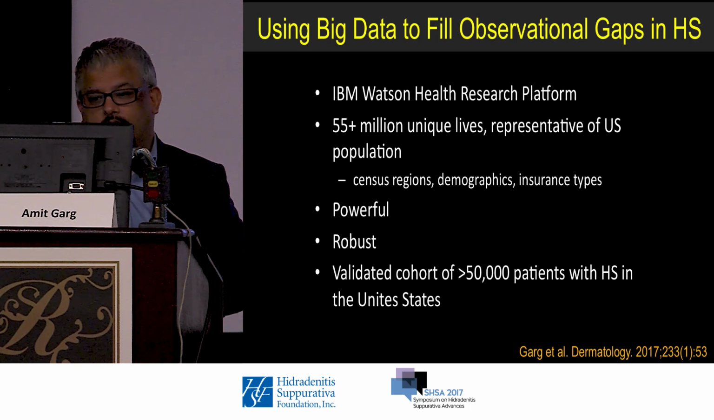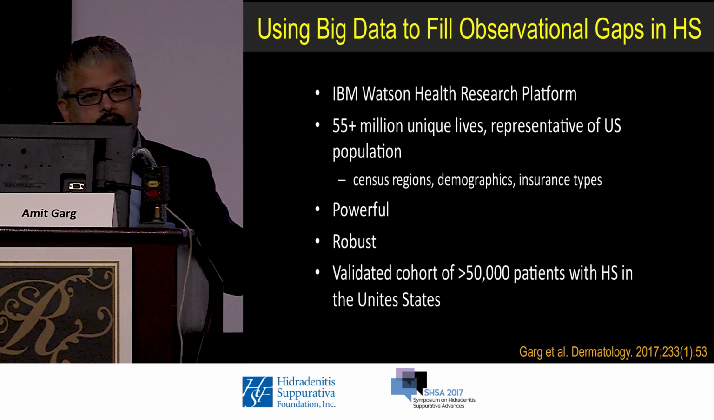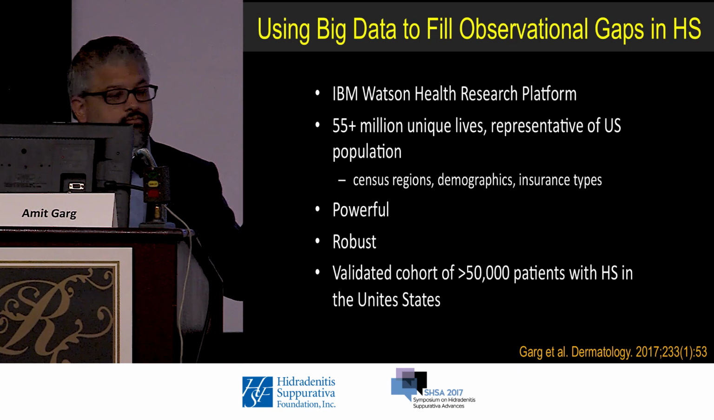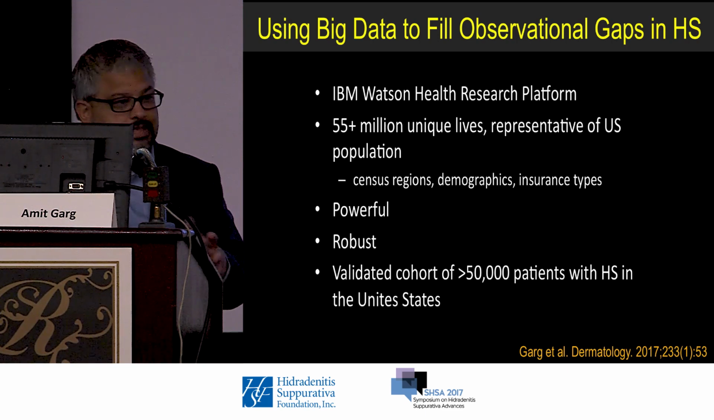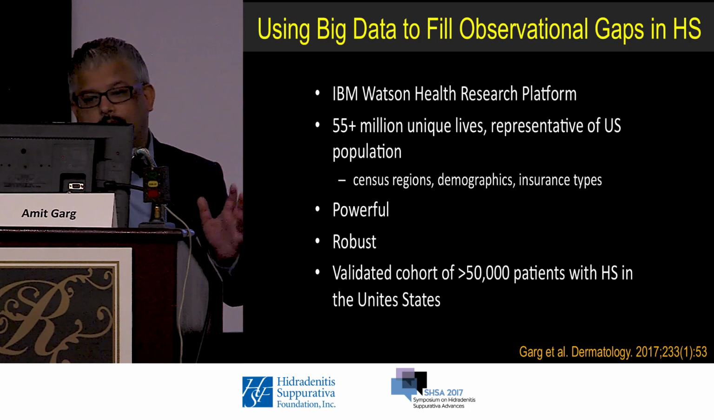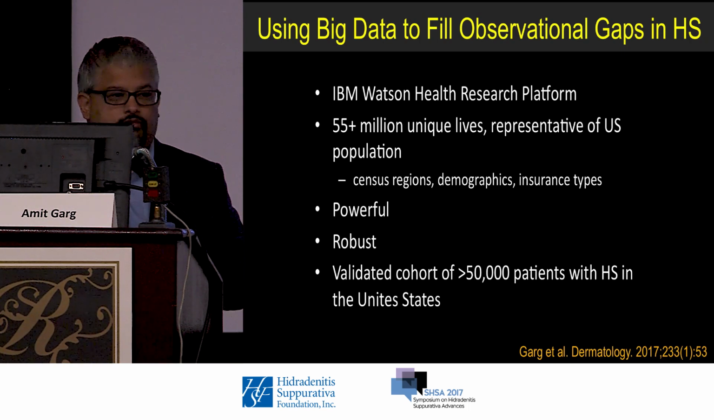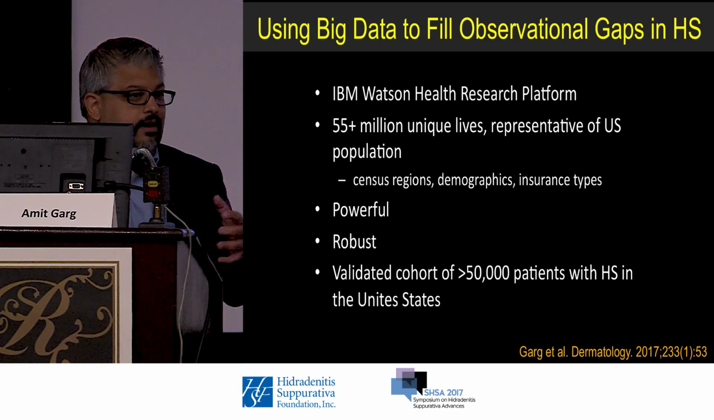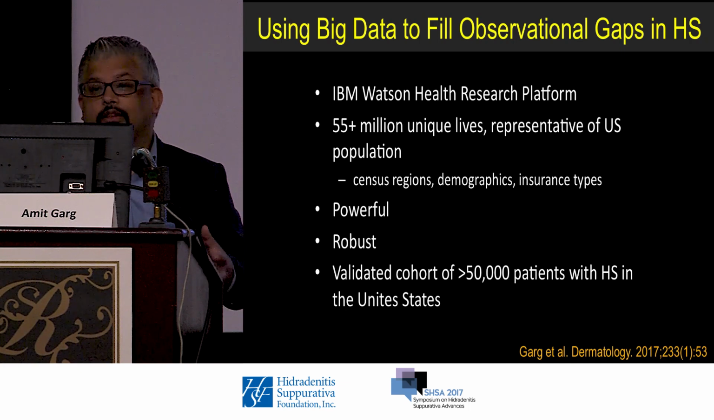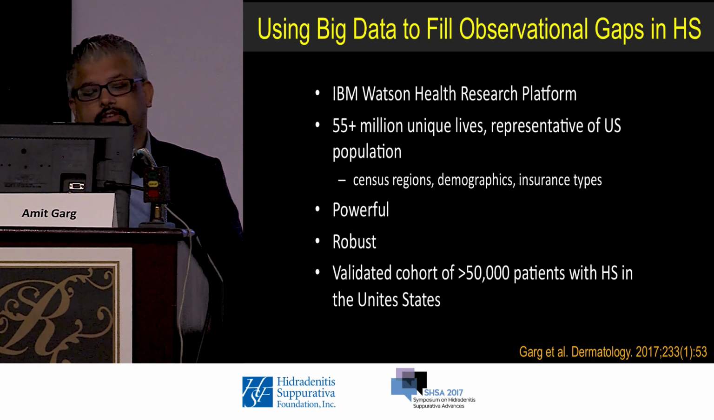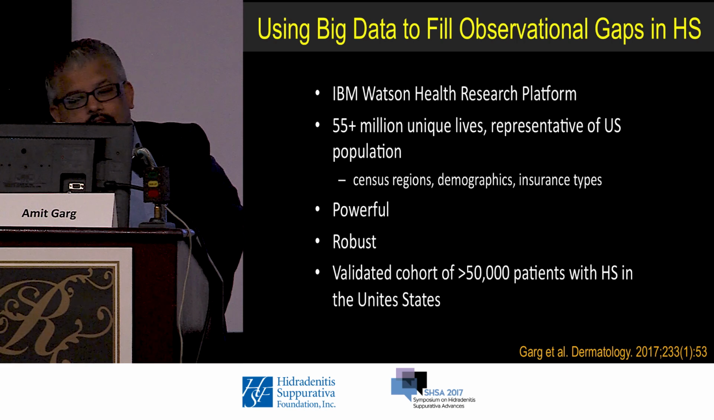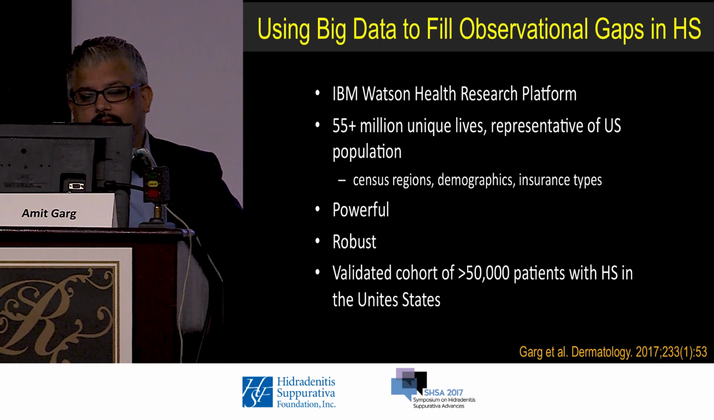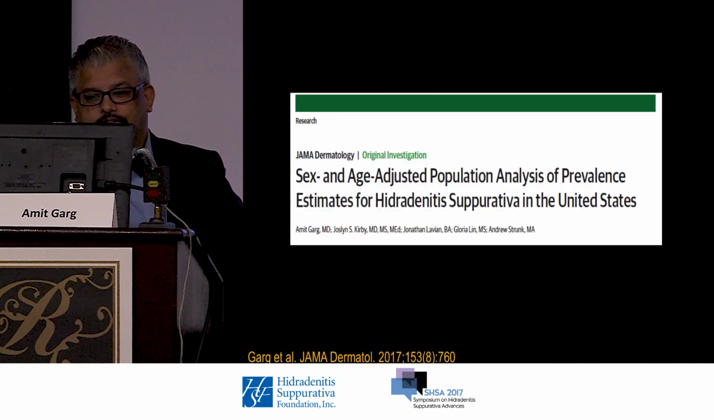We were able to look at this on a population level, but not necessarily county specific. This database that we're working with has almost 60 million lives, which represents about a sixth of the entire population of the United States, representing all 4 census regions, and demographic and insurance data that is similar to what we know to be the case in this country. It's powerful because it has a high number of unique lives, but it's also robust because, unlike claims databases, we get a look at actual clinical data, lab values, demographics, vitals, and things of this sort. We found this to be very useful and did some validation studies within this database, and now have a cohort of over 50,000 patients with HS.